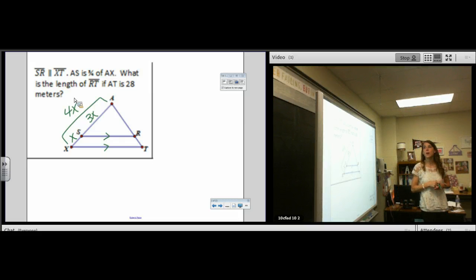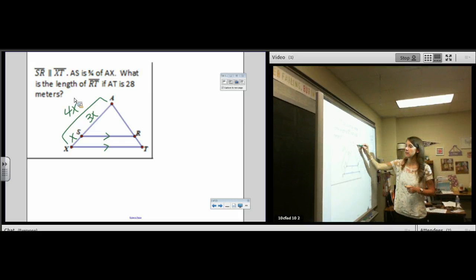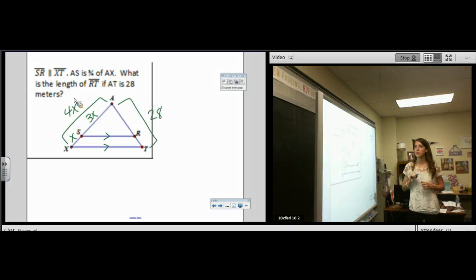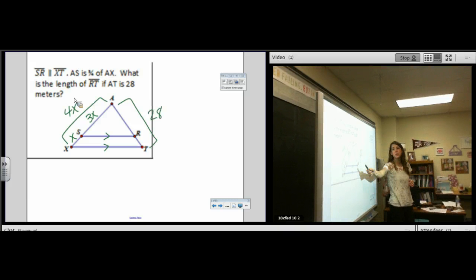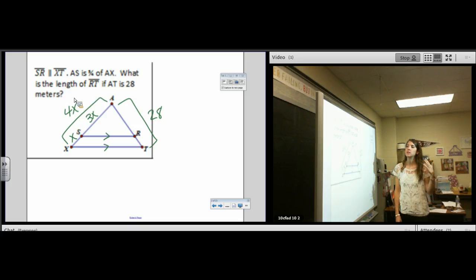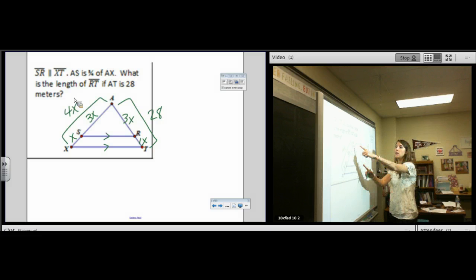What is the length of RT if AT is 28 meters? Now, because those lines are parallel, we know for sure that those two triangles are similar. Since those two triangles are similar, we know that their sides are proportional. If their sides are proportional, then these sides are going to have the same ratio as those sides. I'm not saying they're going to equal the same thing, but they will have the same ratio. So AR is going to be 3/4 of 28.